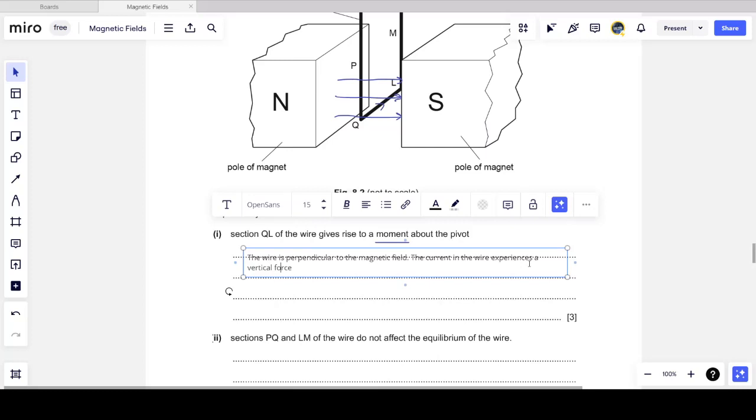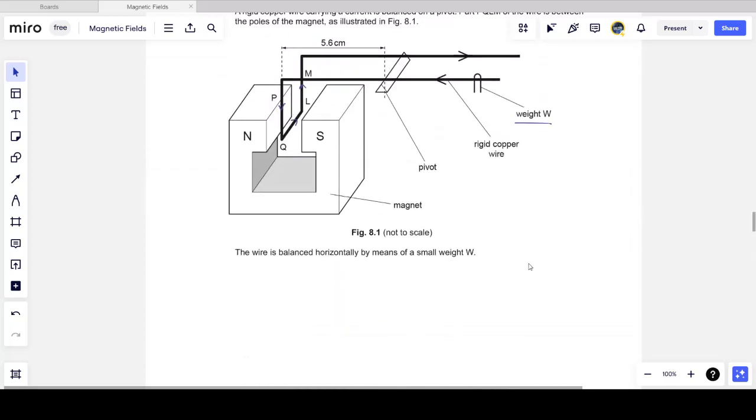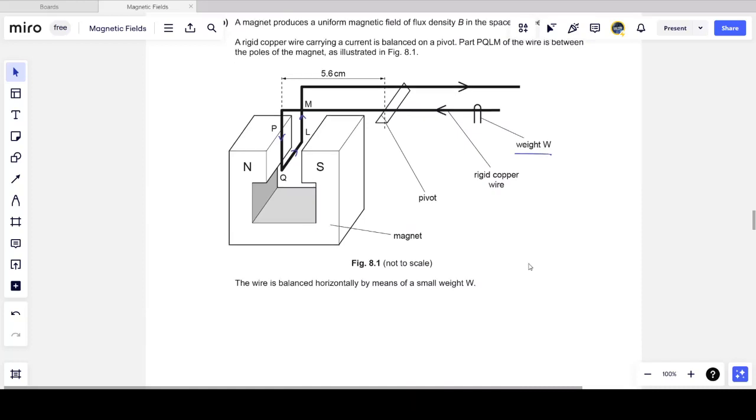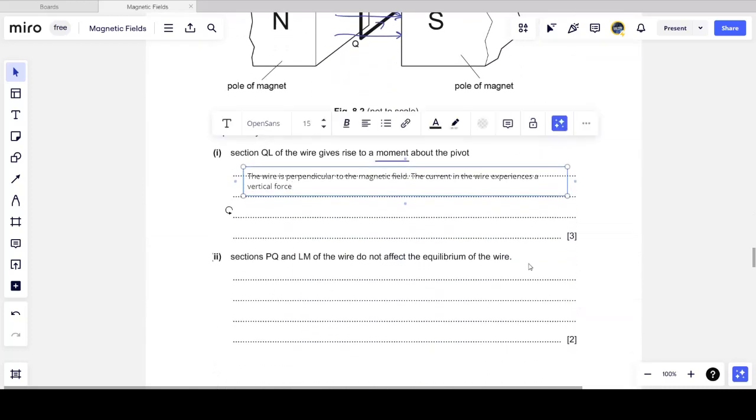So we'll specifically say not just a force, but a vertical force. Because a vertical force is going to cause a moment, because look at the pivot. The pivot is placed in such a way that only a vertical force is going to cause a moment about that pivot. And if you want to, you can say downward as a way of remembering. And the direction I get downward is from using Fleming's left-hand rule. So there's a vertical force which is downward.